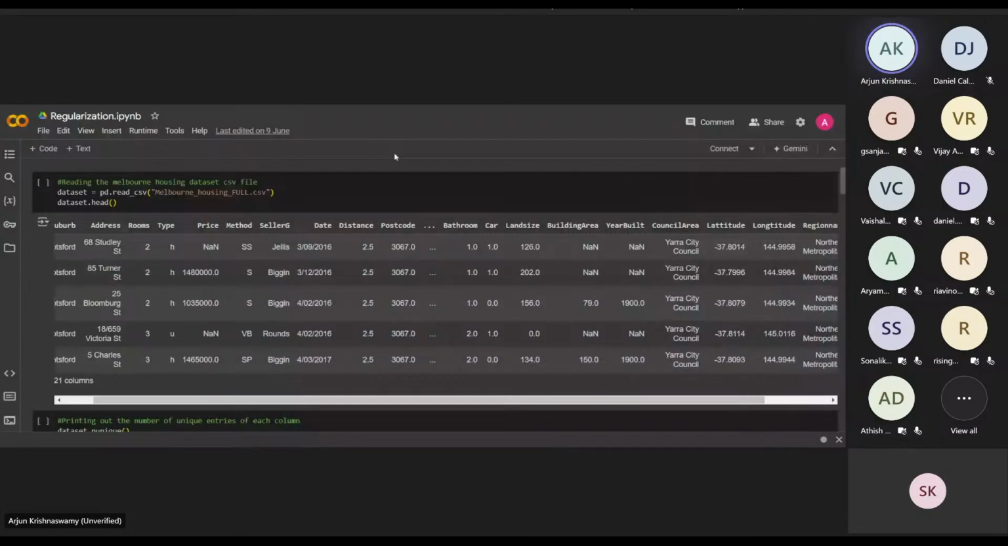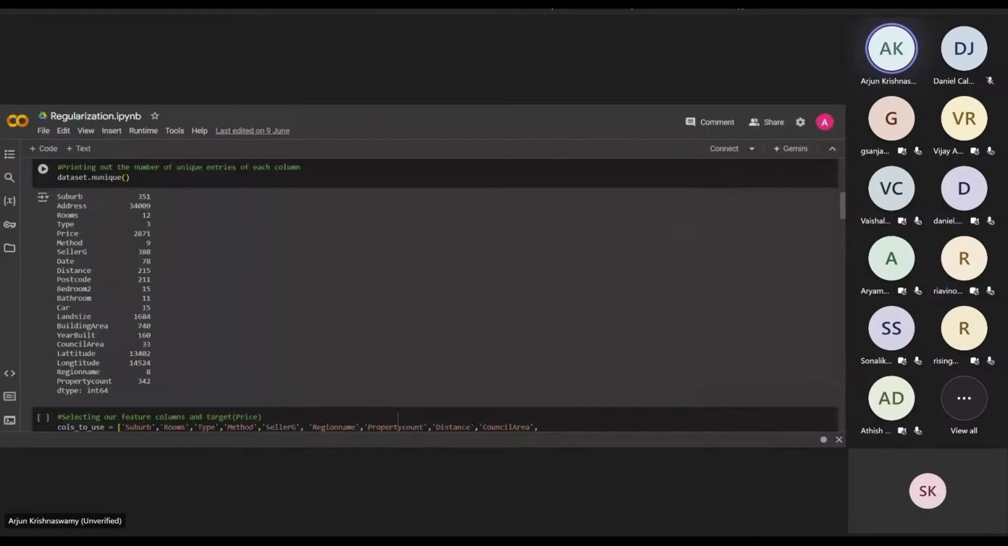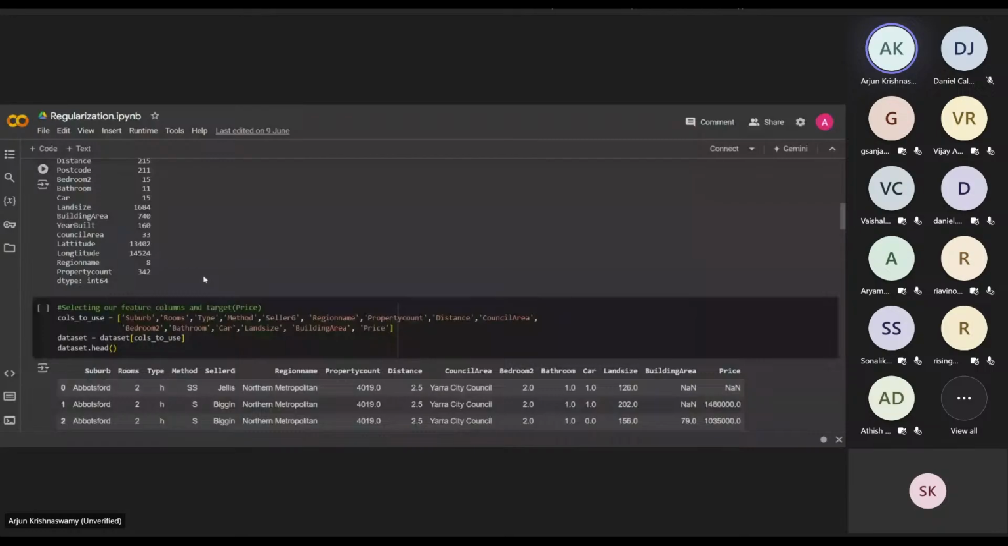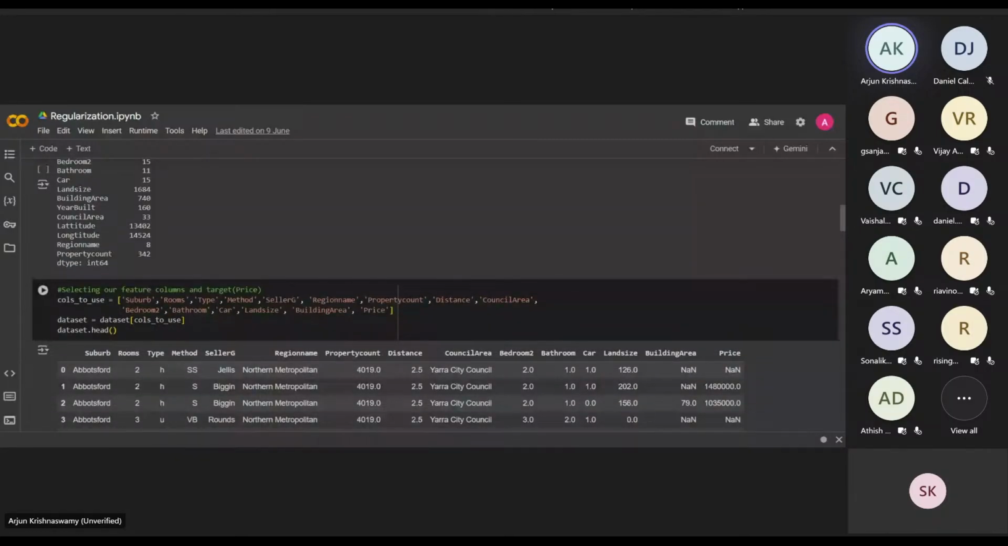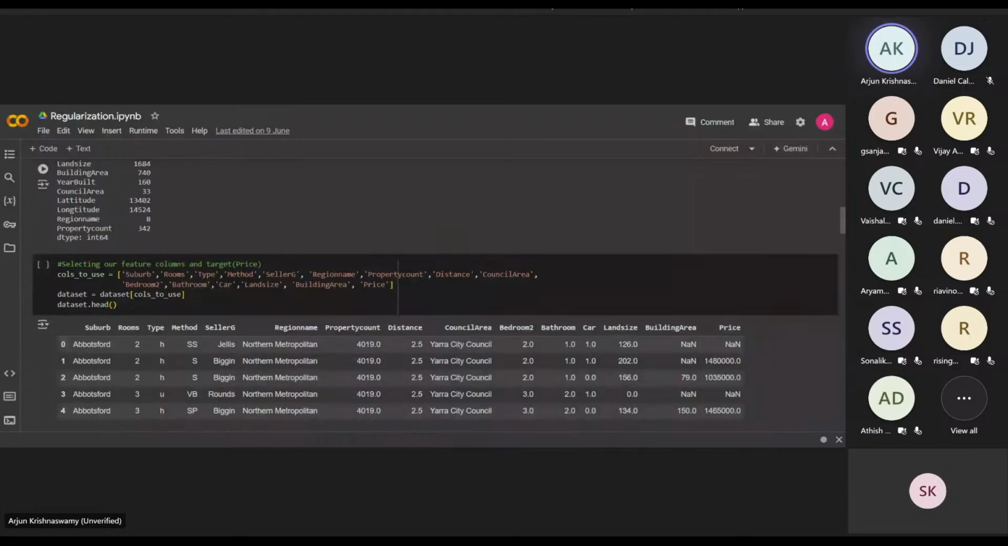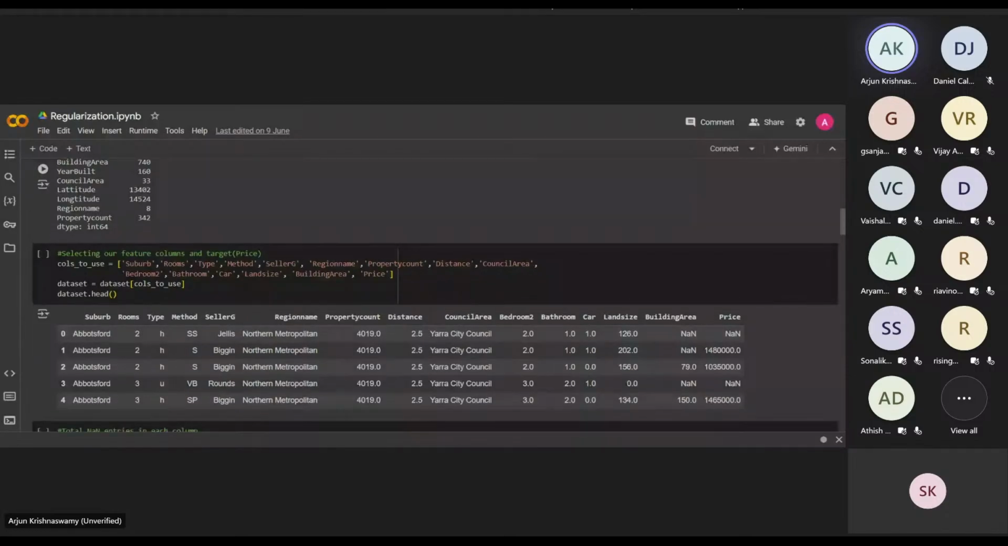First, we print the number of unique values in every column. The suburb column has many unique values, and so do address, rooms, and so on. Now we perform feature selection manually before regularization. We choose some of the important features. This list contains the columns we are using: suburb, rooms. We are almost using all of them; a few of them we are neglecting. Longitude and latitude are not required, right? Why would you care about longitude and latitude in a Melbourne housing price data set? It won't make sense, so we're ignoring such columns.